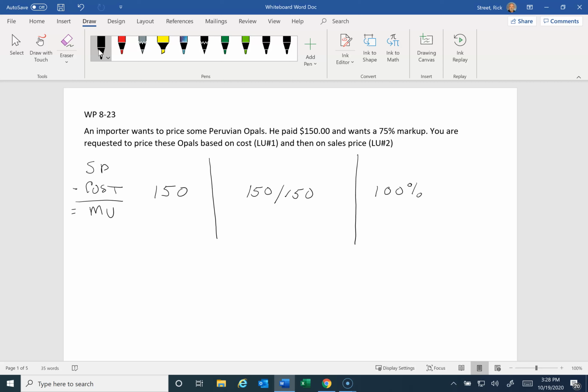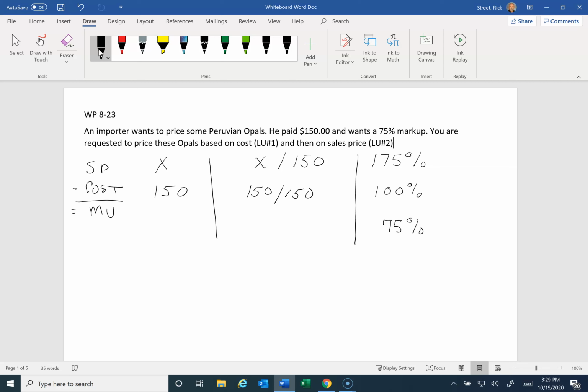So what we're after is the sales price. So I'm going to put an X right there. Now that X is going to translate on over this little barrier here, and we're going to get X divided by 150 is then going to equal some percentage. Well, how do we know what percentage? Well, we've established, and this is the other given, that the markup is going to be 75%. That means that our sales price is 175% of our cost.